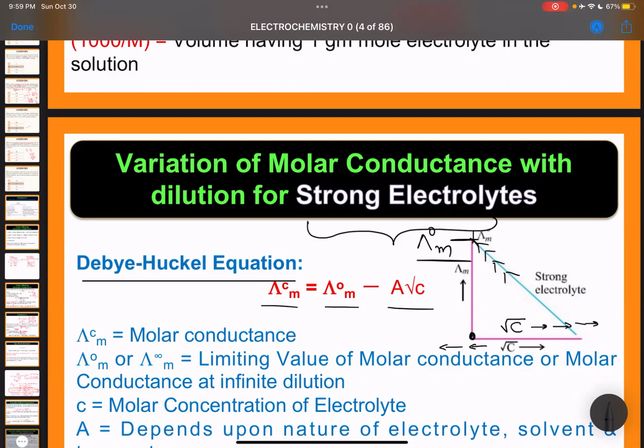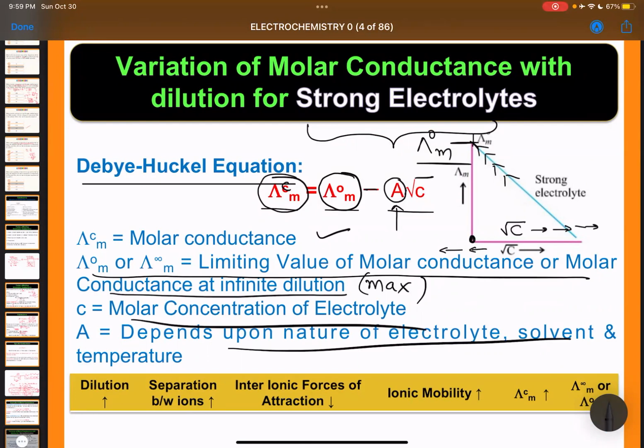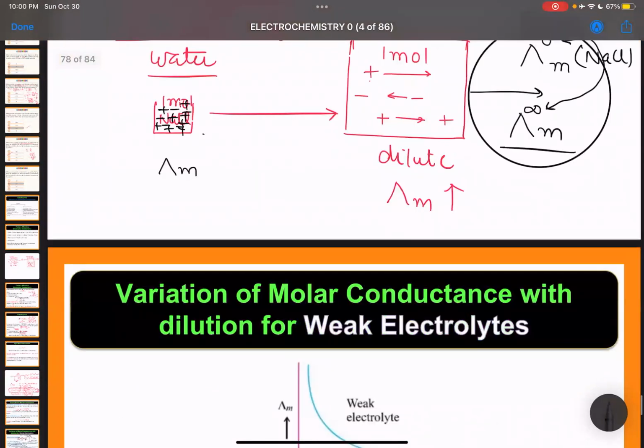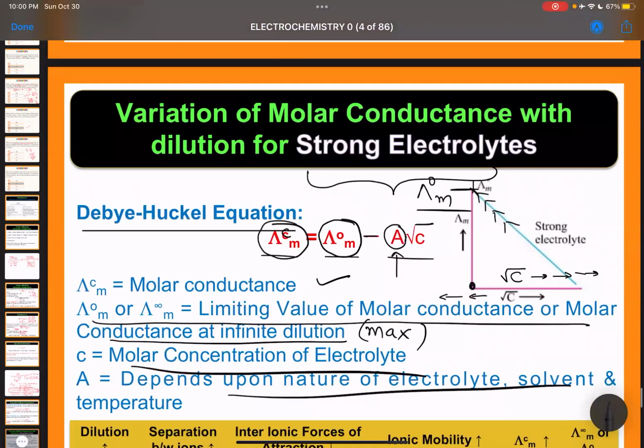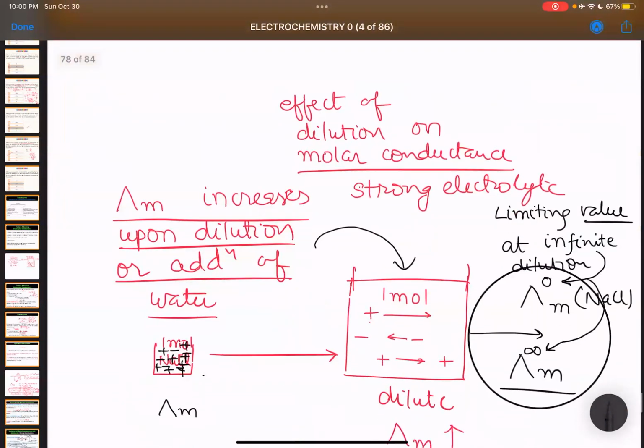So what's the relationship? The molar conductance at any given concentration is equal to the molar conductance at infinite dilution minus A root C. This A is a constant. The molar conductance at infinite dilution is the limiting value, the maximum value. A depends upon the nature of the electrolyte, solvent, and temperature. For example, KCl and NaCl are 1:1 electrolytes, both have 1 charges, so they will have the same A. Calcium chloride or barium chloride can have the same A. Is it clear? So that's how we are going to calculate.